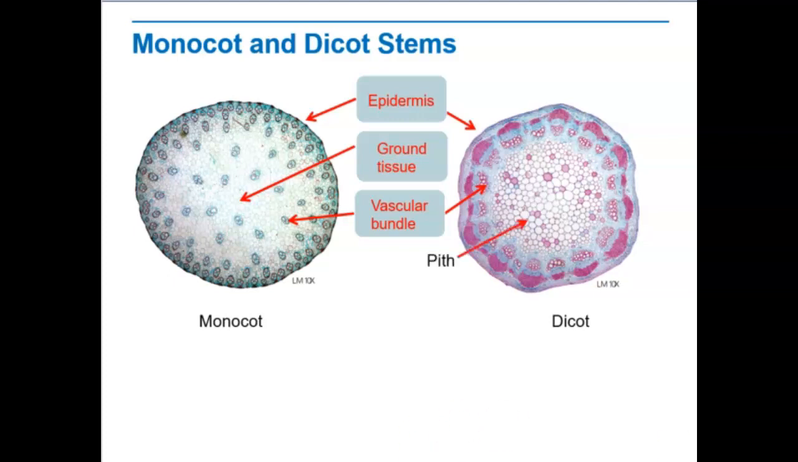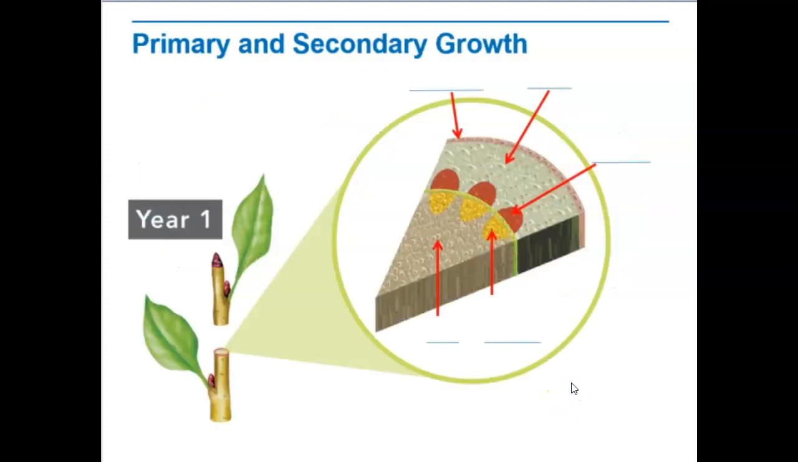We also have the pith. So in dicots, the parenchyma cells inside the ring of vascular tissue are known as pith. I'm not going to ask you about that, so don't worry about that too much. All right, and primary and secondary growth.